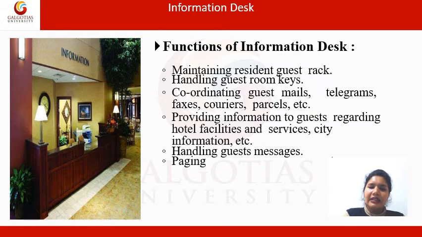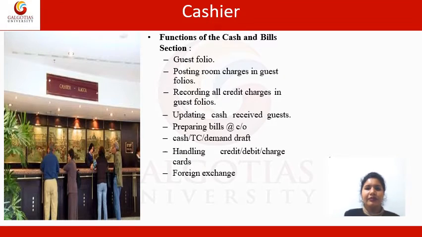And also handles guest messages and paging. Paging means basically locating a guest. If front office wants to search for a guest and is not aware where the guest is, then they just mention the guest name and room number on the board, so that we can locate the guest easily. Next slide is the next section, the cashier section. The function of cash and bill section is basically that the cashier section prepares the guest folio.